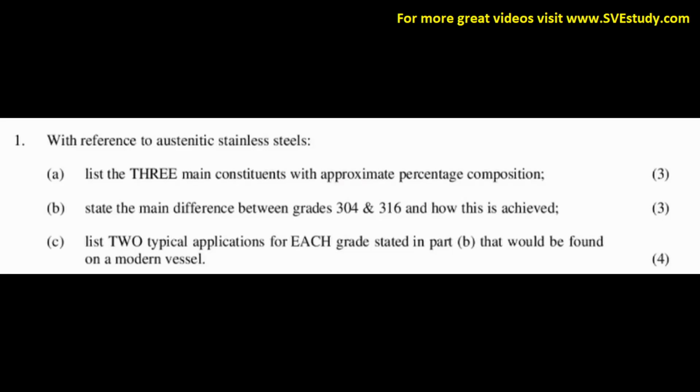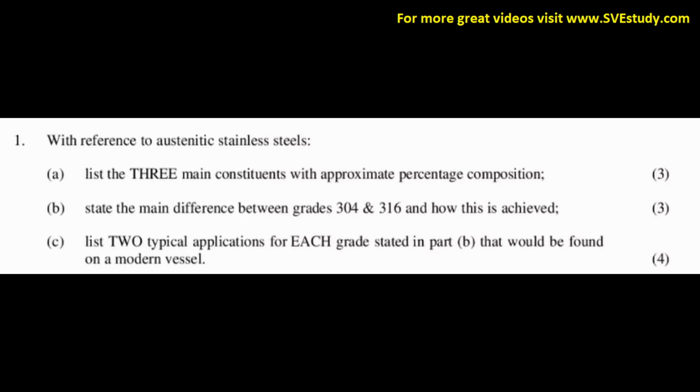With reference to austenitic stainless steel. A. List the three main constituents with approximate percentage composition. B. State the main difference between grades 304 and 316 and how this is achieved. C. List two typical applications for each grade stated in Part B that will be found on a modern vessel.